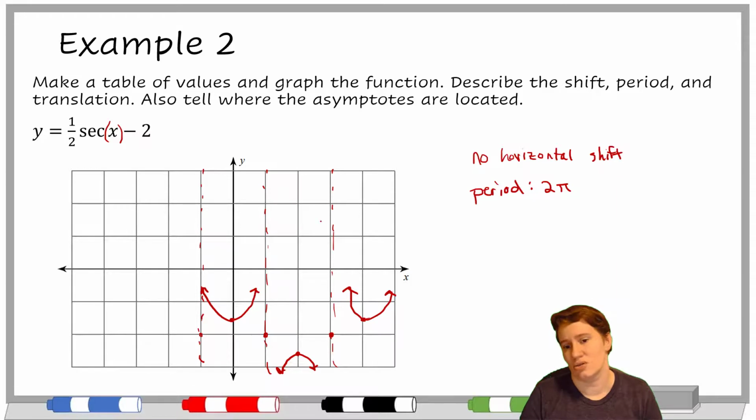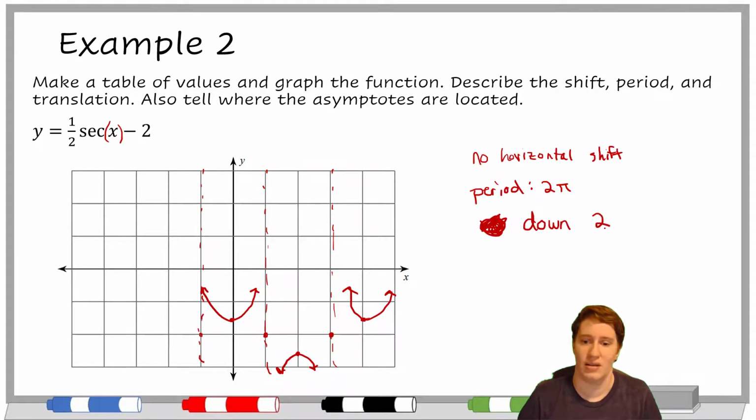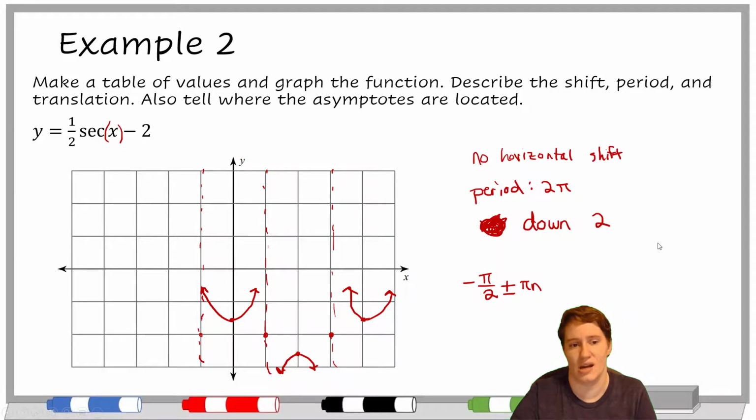We do translate, we do go down 2, and then the asymptotes, since each of these are pi over 2, would be at negative pi over 2. Since the period is 2 pi, they're still pi apart, so negative pi over 2 plus or minus pi in would be kind of a formula that would give us any asymptote that we want. So that's example 2.